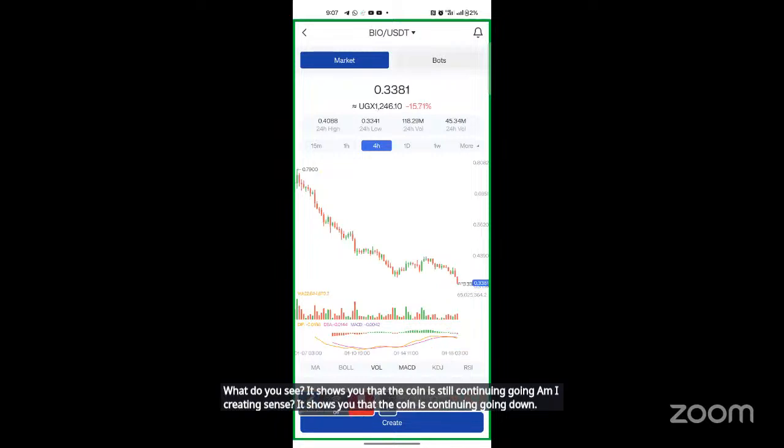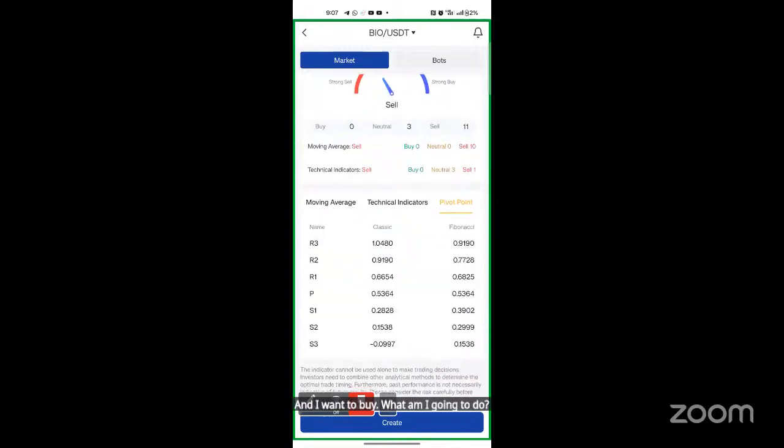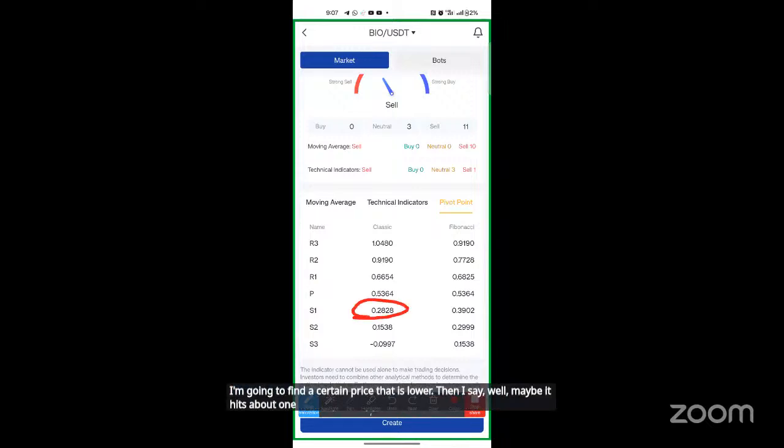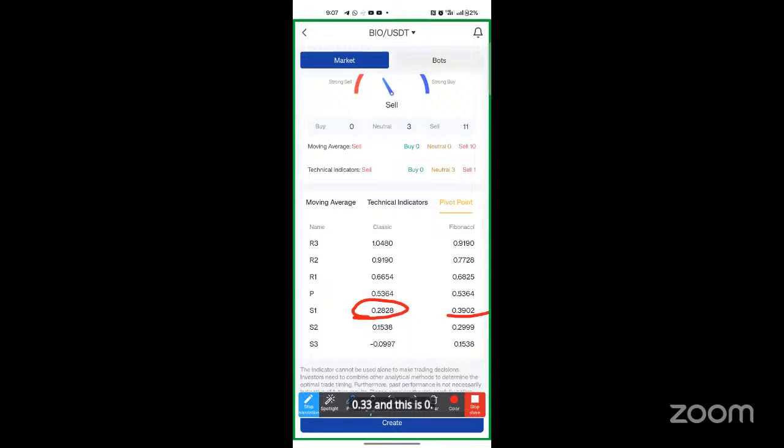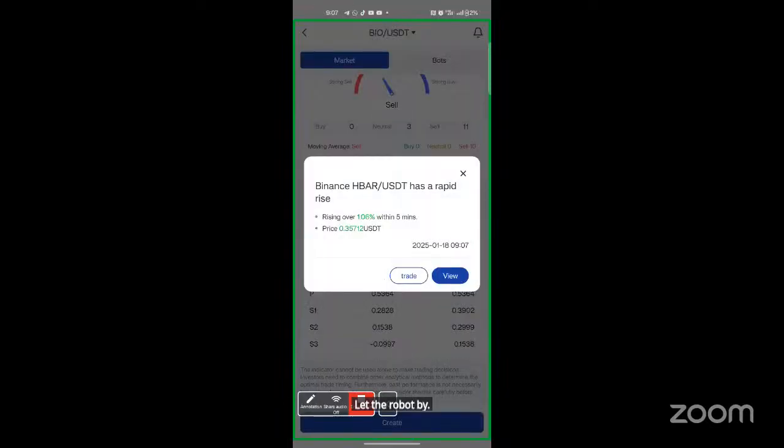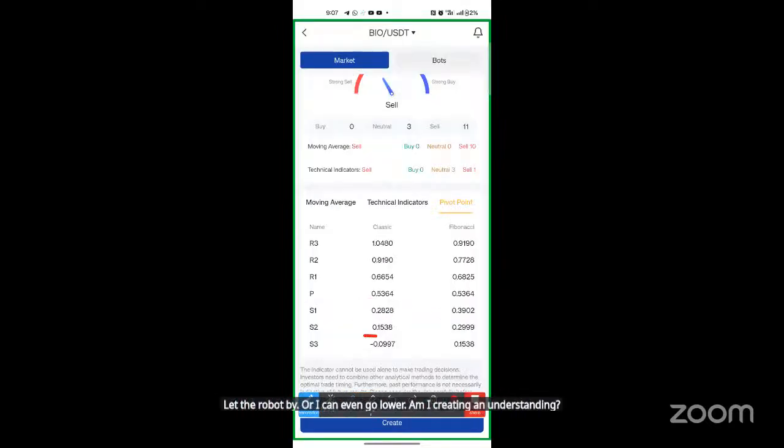And I want to buy. What am I going to do? I'm going to find a certain price that is lower. Then I say when maybe it hits support 1, let my robot buy, because it has already broken it on this side on the Fibonacci. Because it is at 0.33, and this is 0.39. It is lower than this. So let me say when it hits here, let the robot buy. Or I can even go lower. Am I creating understanding? I can even go lower to this price.